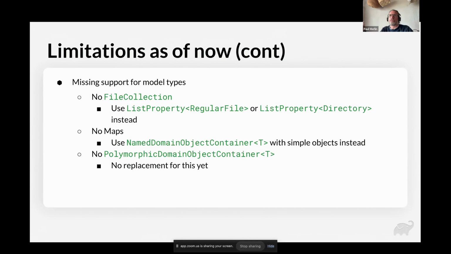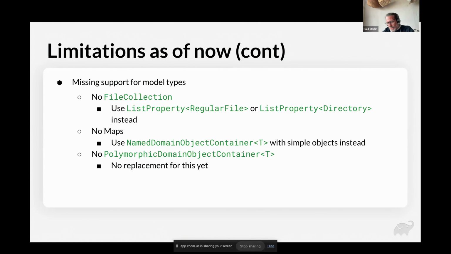Other limitations are mostly missing support for some model types, like there is no file collection currently. And in our models, in our prototype plugins, we currently use a list property of regular file or a list property of directory for the same intent.